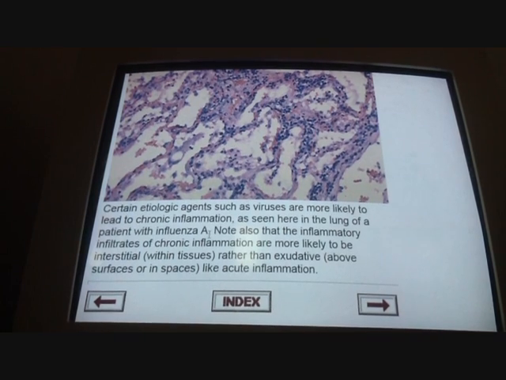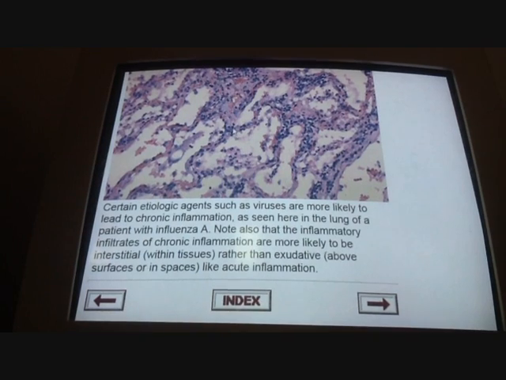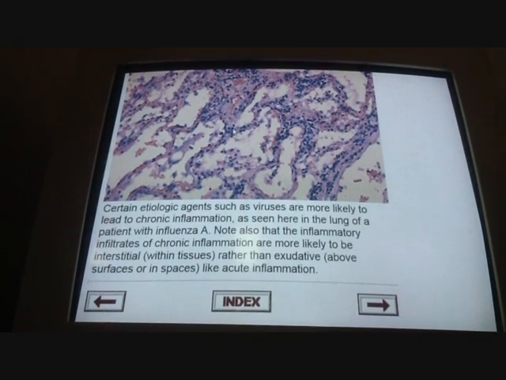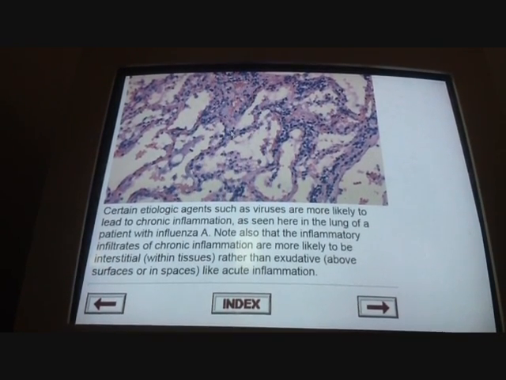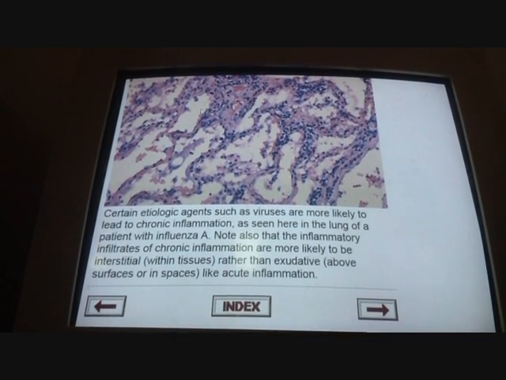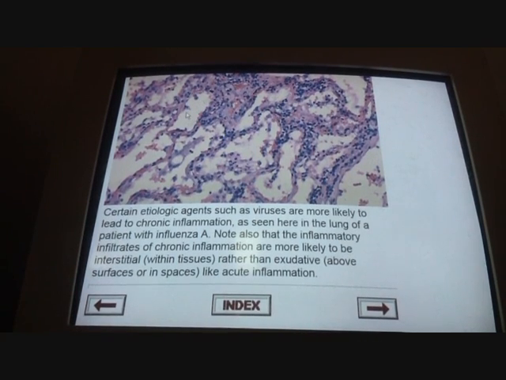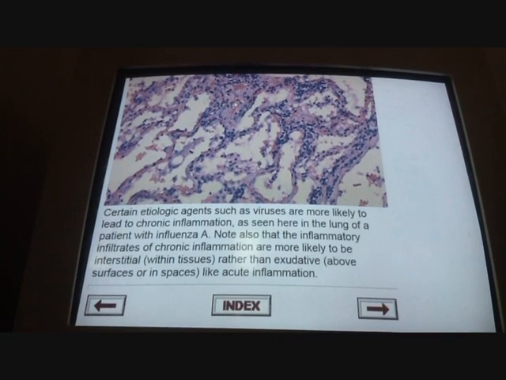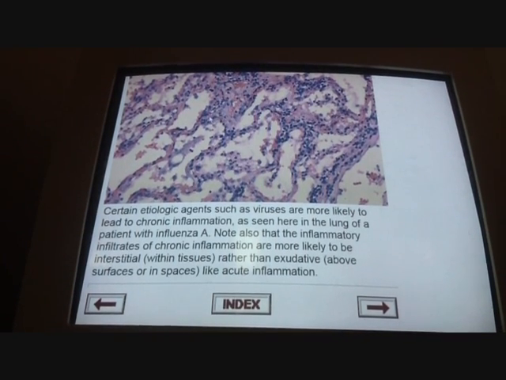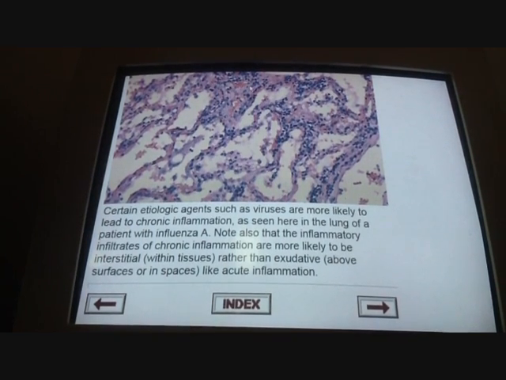The other point is that the inflammatory cells, the small dark blue cells, are infiltrating the walls or the interstitium. As opposed to acute inflammation, if this patient had an acute bacterial infection, let's say, you would see the neutrophils filling the spaces and on the surfaces of these walls, rather than inside the walls. So this is an important feature of chronic inflammation, in which you will find the inflammatory cells within the walls or within the inflamed tissue.